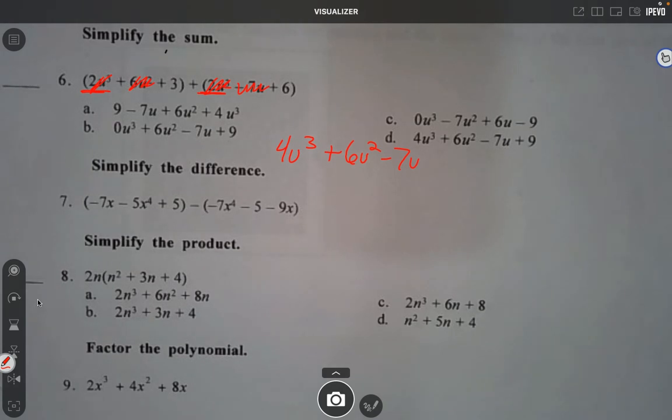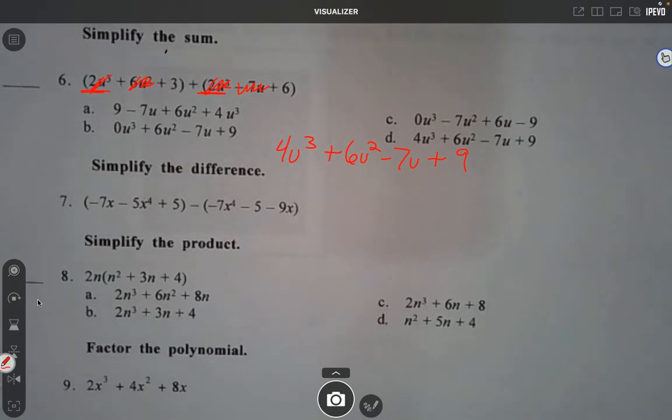3 plus 6 is a positive 9. So there it is in order. That is answer choice D. What's wrong with A? They're out of order. Yeah, they're just not in the right order. Okay? It's the same thing, but they're just not in standard form. So is everybody good with number 6? Yeah? Okay, let's look at 7 then.